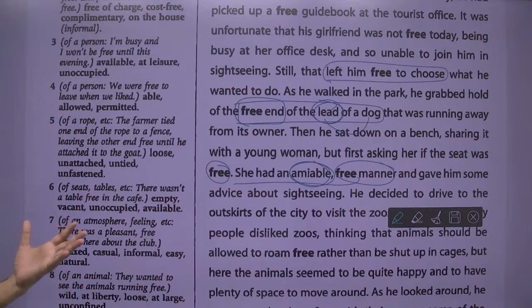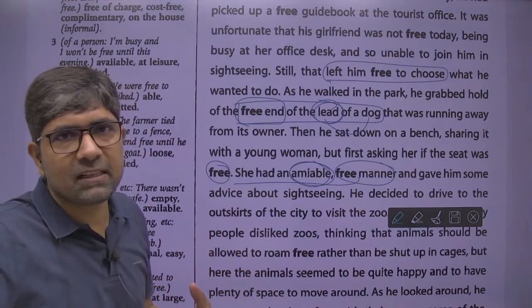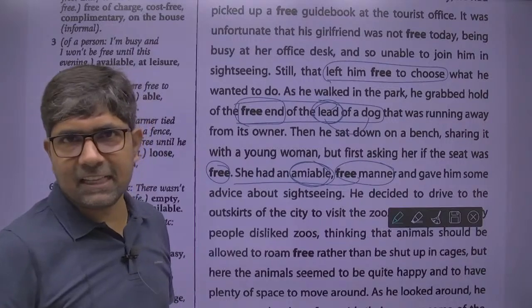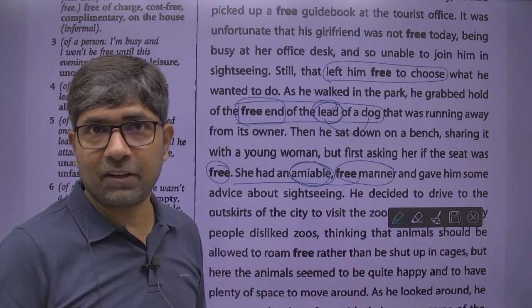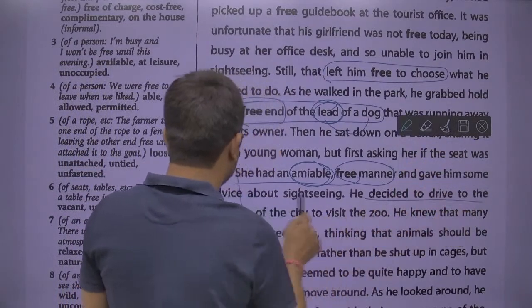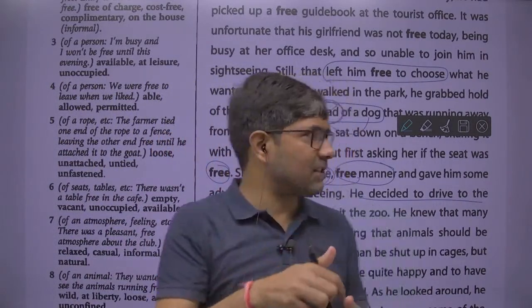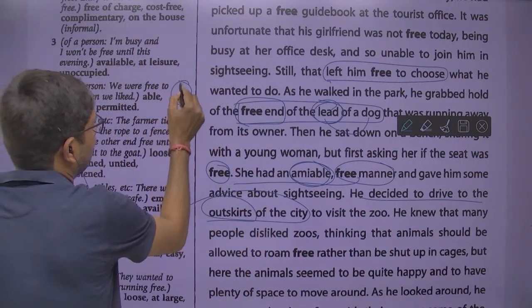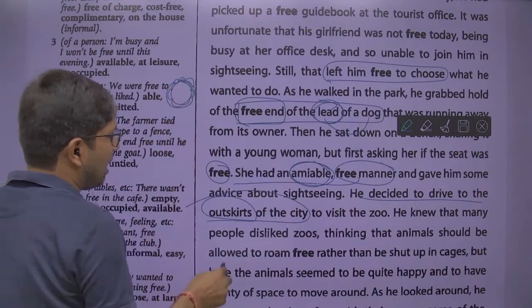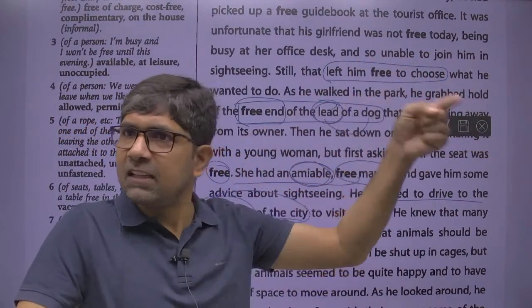He is free. It means he is relaxed, he can move, and she gave him some advice about sightseeing. You can go and you can see these sites. These are the places of interest. He decided to drive to the outskirts of the city. You have the city, suppose this is the boundary of the city. Then this boundary is the outskirt. So outskirts of the city means you will go to the outside boundary of the city.